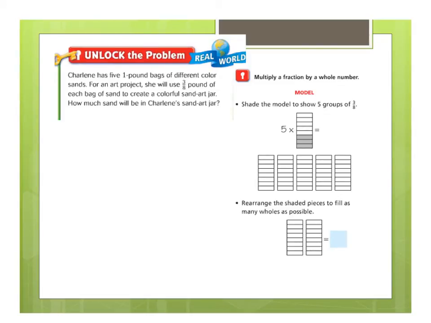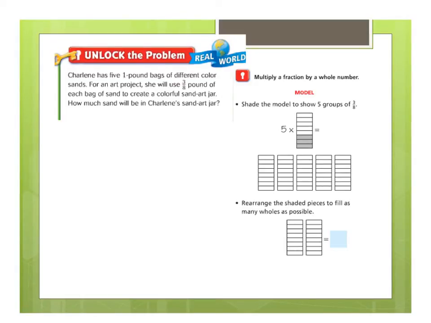Let's start with the unlock the problem. Charlene has 5 1-pound bags of different color sand. For an art project, she will use 3/8 pound of each bag of sand to create a colorful sand art jar. How much sand will be in Charlene's sand art jar? Well, first we can look at multiplying a fraction by a whole number with a model.